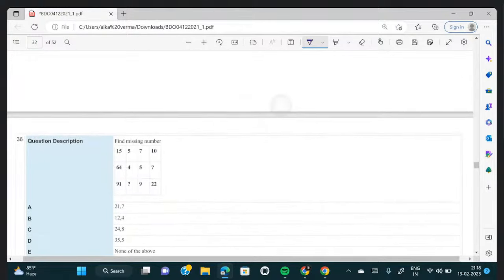Now, question number 36, missing numbers. Very easy. You have to find the missing numbers here. Now, if you see 15, 5 and 7, 64, 4, 5, 91, dash, 9, 22. So you have to find out what will come here. For example, this is 1 and what will come here, this is 2. So, how to find out? What do you think can be the proper option for this? If you see 15, 15 is what?